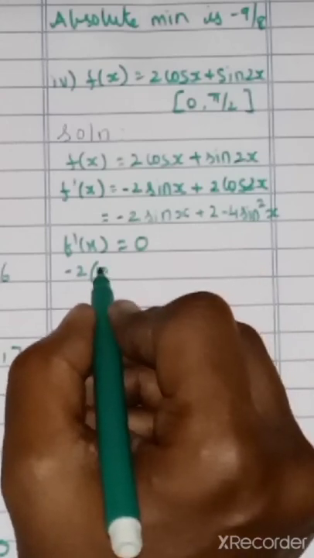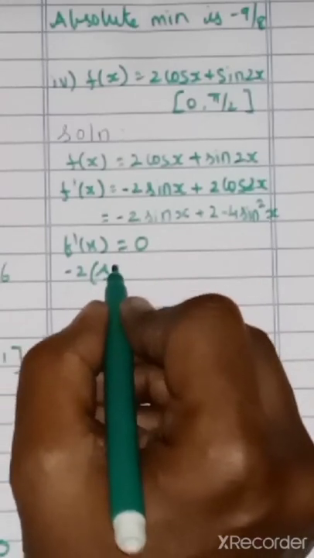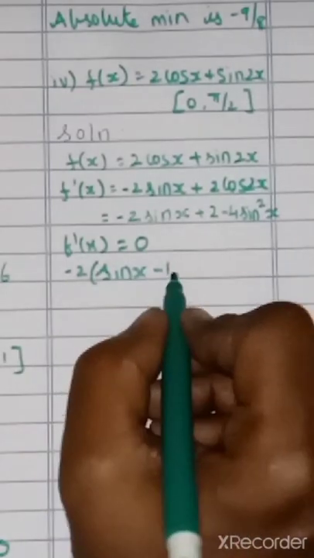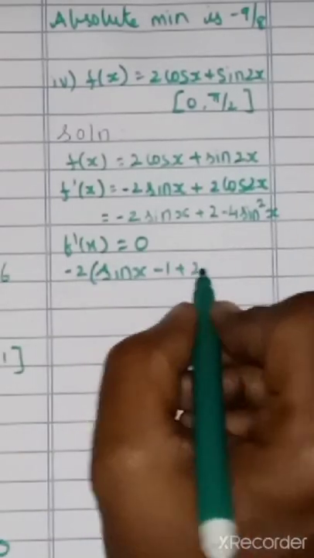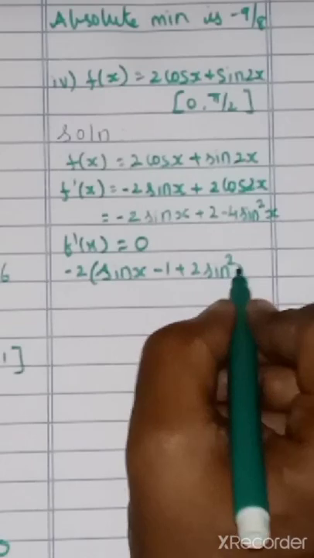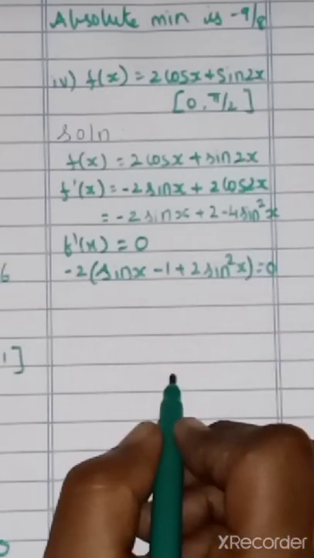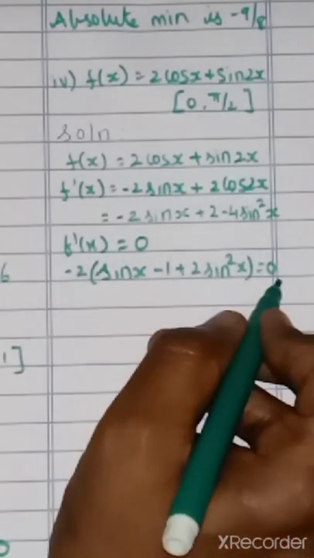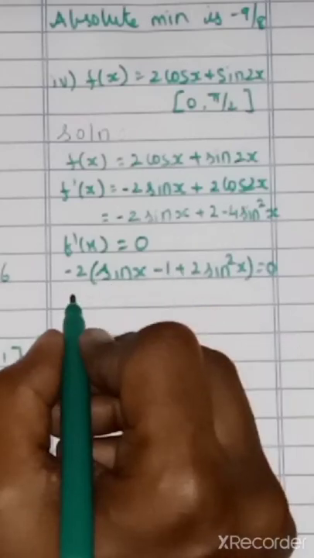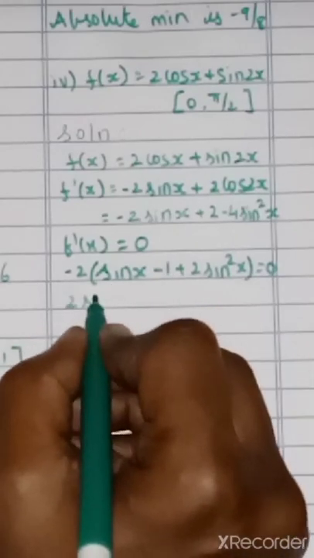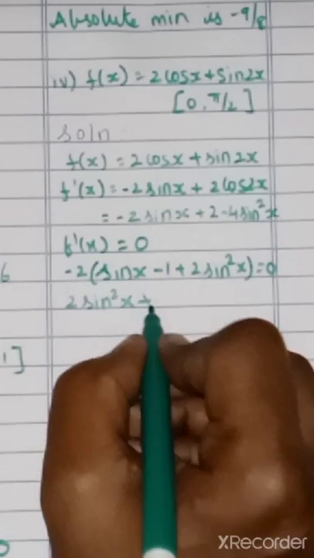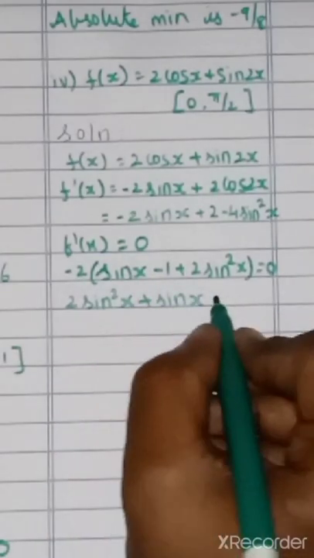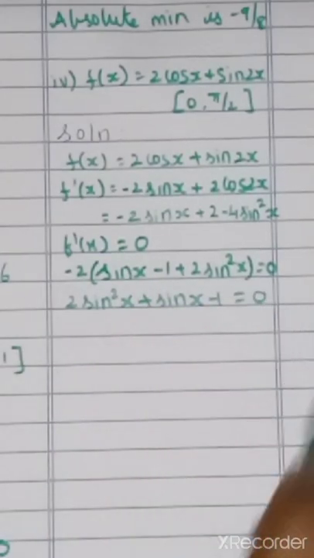sin minus 2 இருக்கிறனால sin x minus 1 plus 2 sin square x equal to 0. Okay, so in the minus 2 and the பக்கம் வந்துச்சுனா 0 ஆயிடும். So what will be remaining? 2 sin square x plus sin x minus 1 equal to 0.